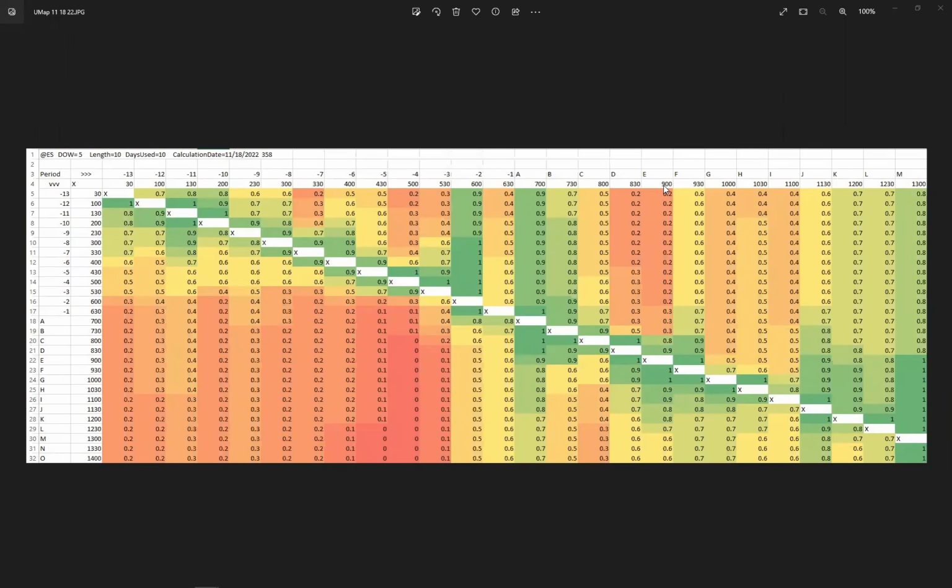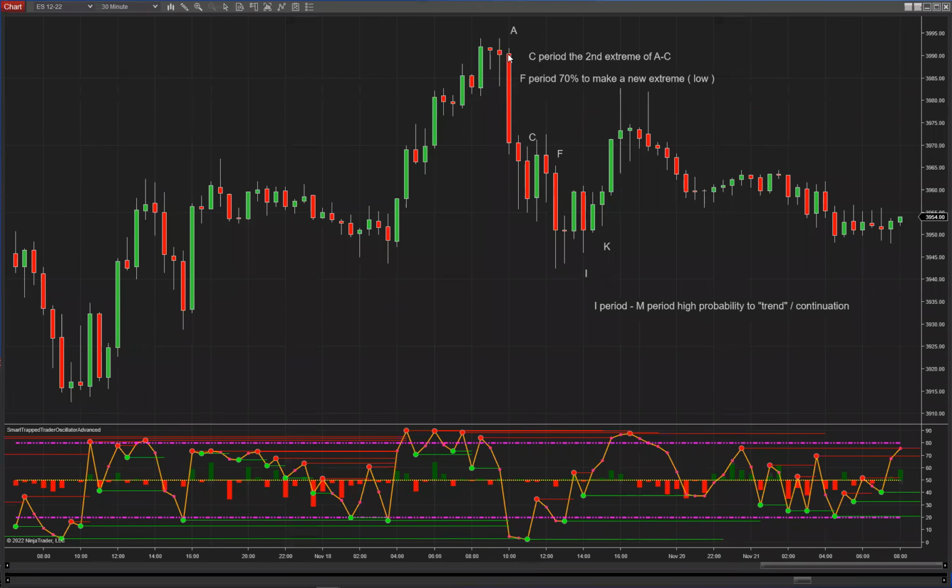from 11:30 to 12. Okay, so we're looking for M to go and take out either the high or low here. And this is what it looks like on a chart. Here's A. We were looking for a big period. We have it. C is the second extreme of A, B, C. C took B out down. So we're looking for continuation down.